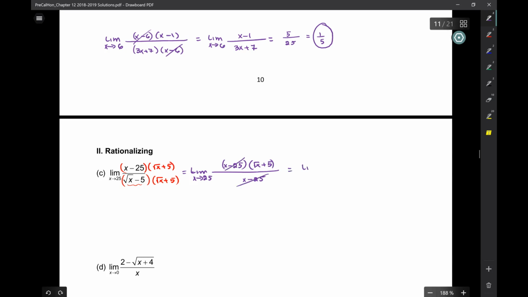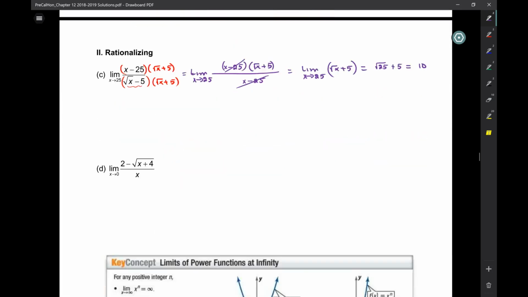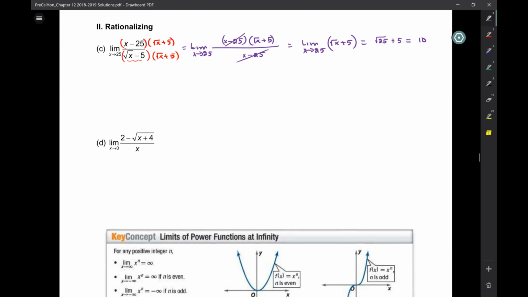So now I have limit x approaches 25, root x plus 5. And now I can plug it in. Root 25 plus 5, 10. And people say like math isn't beautiful or like they don't like math. Give me a break.